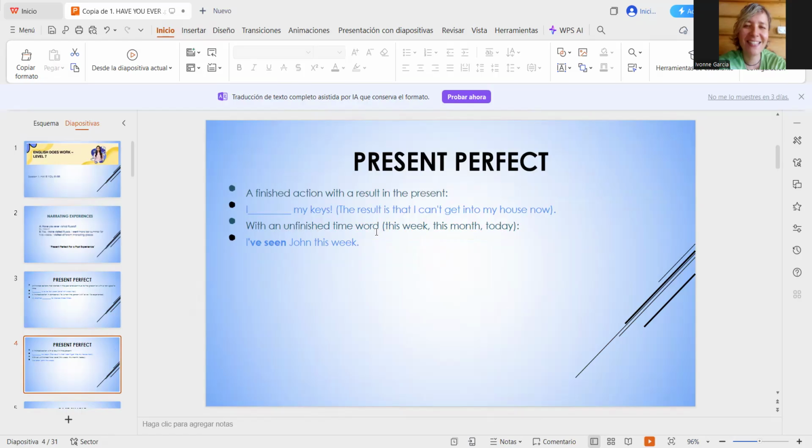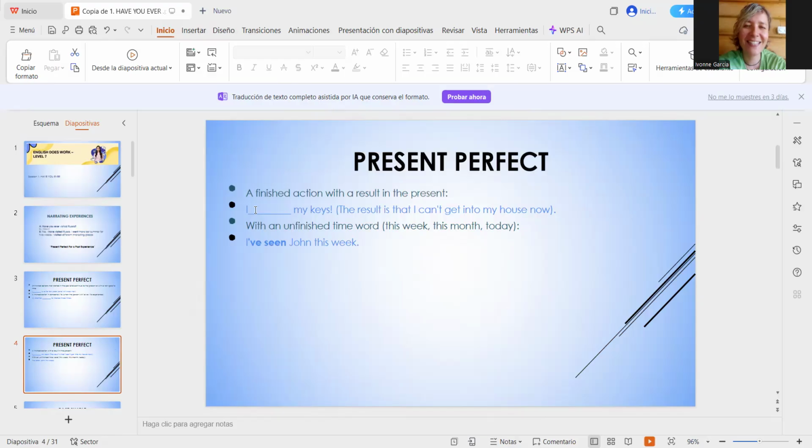Here we have a finished action with a result in the present. In this case, I can say, I have lost my keys. I have lost my keys. The result is that I can't get into my house now because I don't have my keys with me.